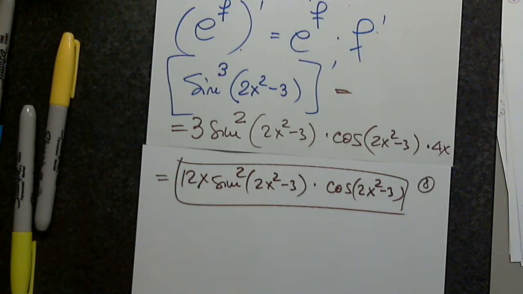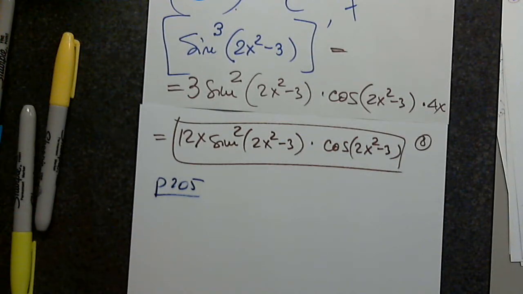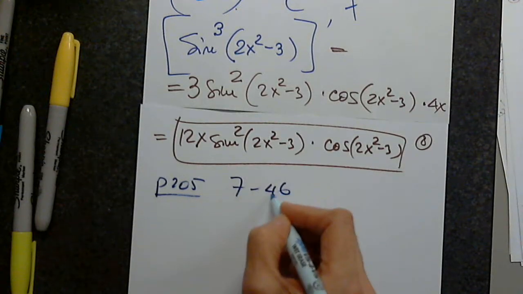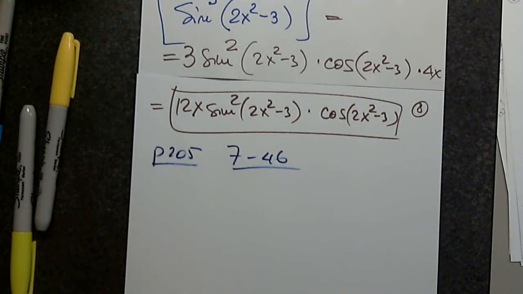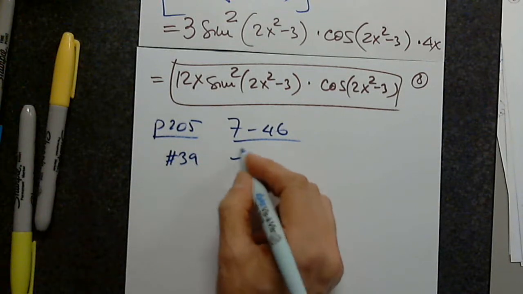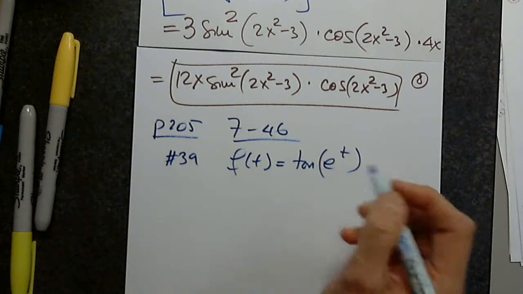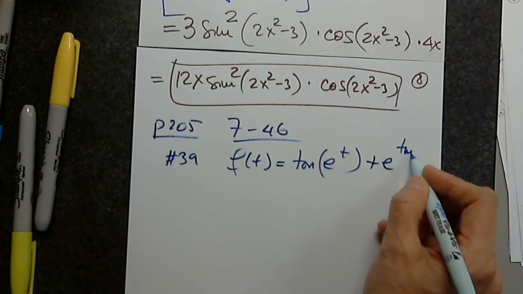Please, on page 205. Anything you want, 7 through 46. Thirty-nine. Very good pick. 39 is f of t equals tangent e to t plus e to tangent t.